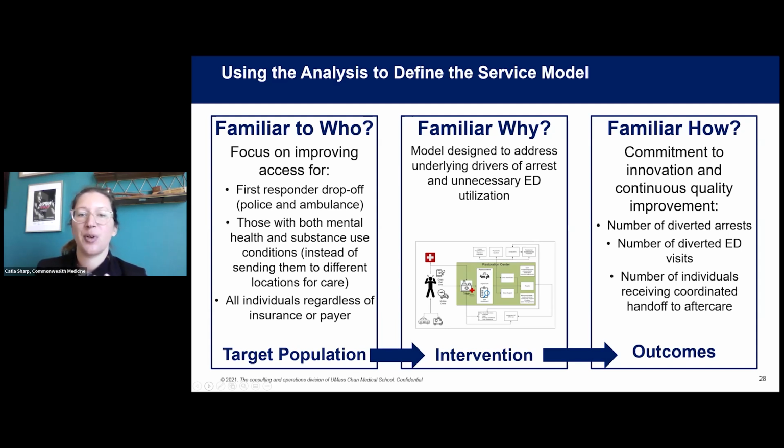We wanted to know why, and that really related to the intervention and the building of the model that we came up with. So really making sure that model is designed to address the underlying drivers of both arrest and unnecessary ED utilization. And then the last thing was looking at how are these folks doing.